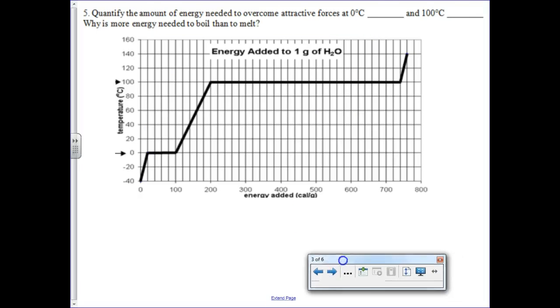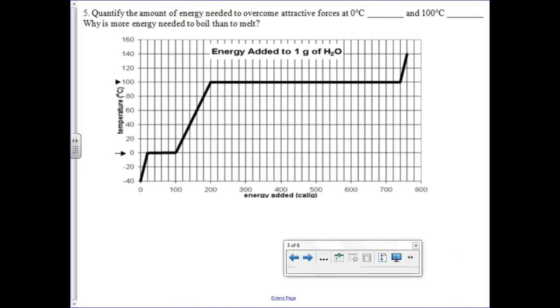Okay, let's go to the next slide. We did number 5, by the way. That's literally what I just did. So how much energy did it take to break the attractive forces at 0? Well, it took 80 calories per gram. That was the plateau. How much did it take to break it at 100? Well, that was the 540 that we just solved for as well, and that's calories per gram.